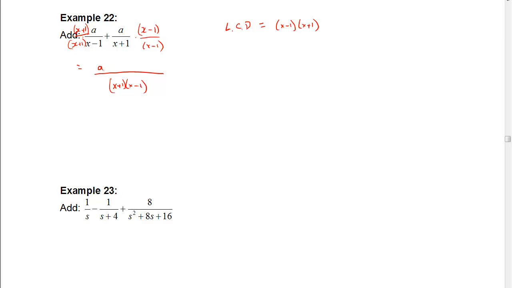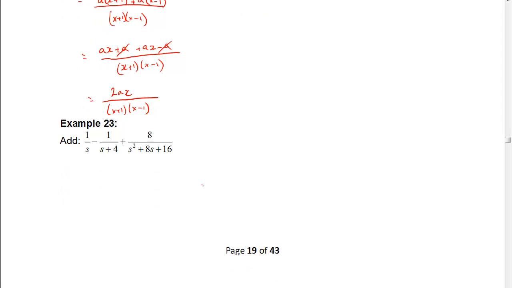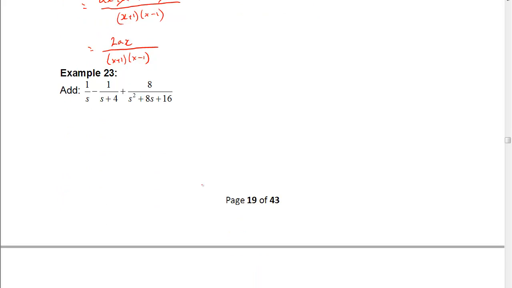And our numerator becomes a multiplied by x plus 1 plus a multiplied by x minus 1. And if we simplify that, we get ax plus a, plus ax minus a, over x plus 1 and x minus 1. And if we add them, then we get 2ax, plus a minus a cancel, so those are gone, over x plus 1 and x minus 1. And there's that one.